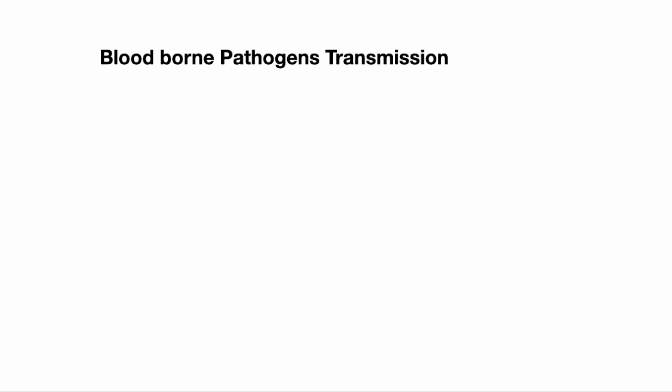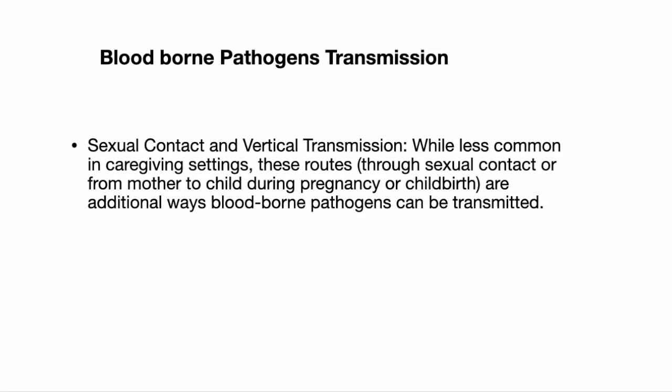Sexual contact and vertical transmission. While less common in caregiving settings, these routes, through sexual contact or from mother to child during pregnancy or childbirth, are additional ways blood-borne pathogens can be transmitted.